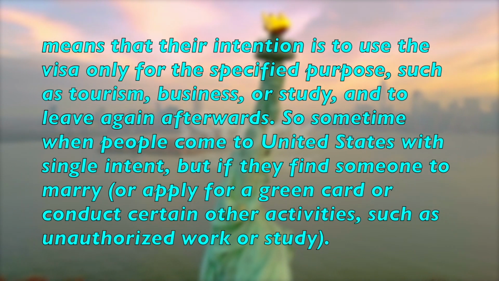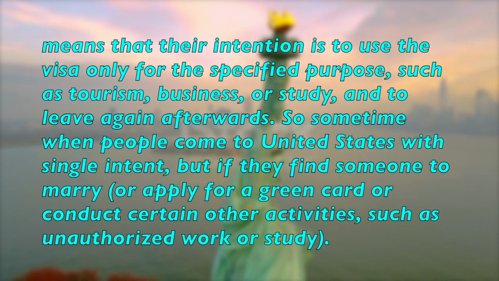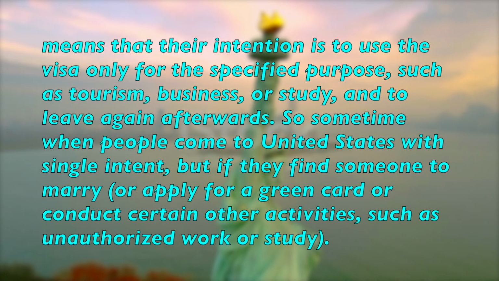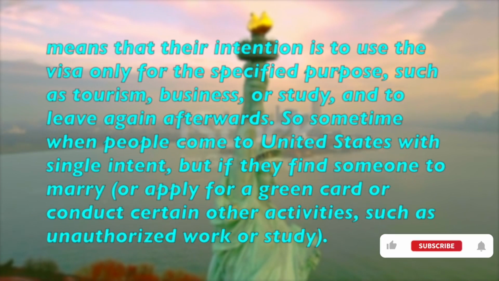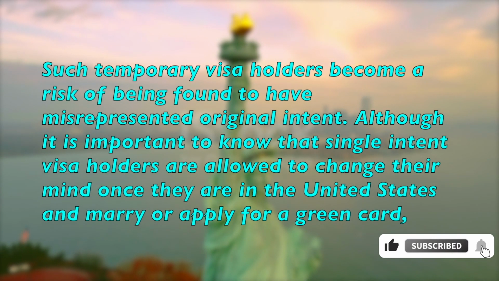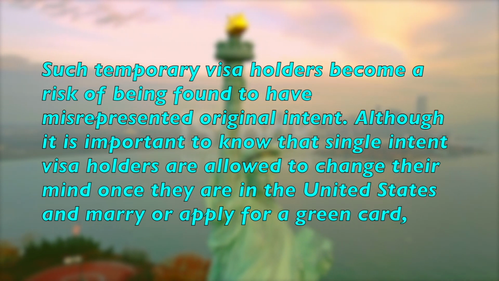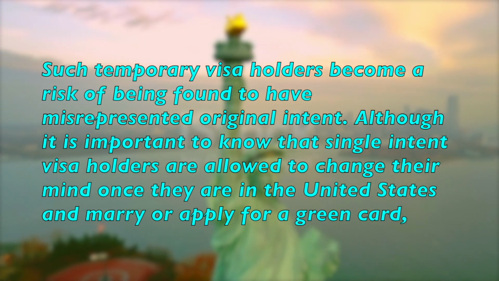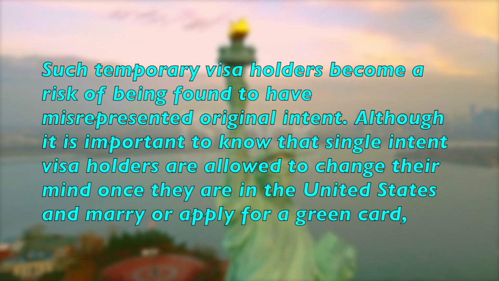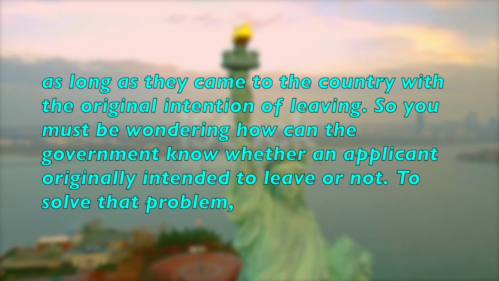Sometimes people come to the United States with single intent, but then they find someone to marry, apply for a green card, or conduct certain other activities, such as unauthorized work or study. Such temporary visa holders risk being found to have misrepresented their original intent. Although it is important to know that single intent visa holders are allowed to change their mind once they are in the United States and marry or apply for a green card, as long as they came to the country with the original intent of leaving.